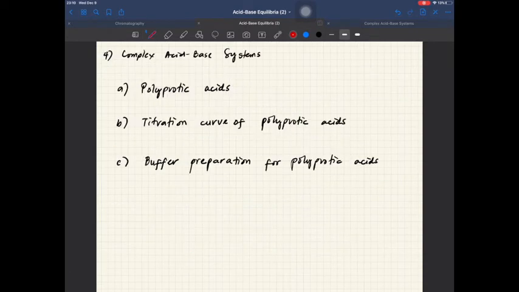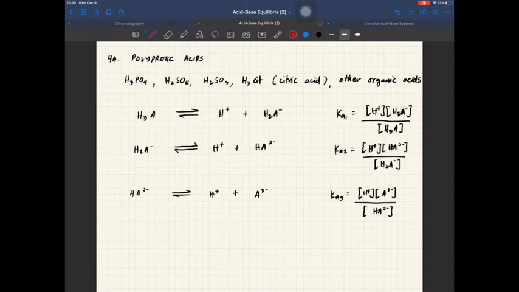The next topic that I would like to discuss is complex acid-base systems. When we talk about complex acid-base systems, we shall be talking about polyprotic acids, the titration curve of polyprotic acids, and finally, buffer preparation for polyprotic acids. What are polyprotic acids? Polyprotic acids are acids that have more than one ionizable hydrogen. Examples of polyprotic acids are the following. We have phosphoric acid, sulfuric acid, sulfurous acid, citric acid, and other organic acids.